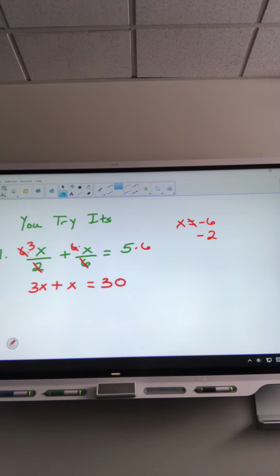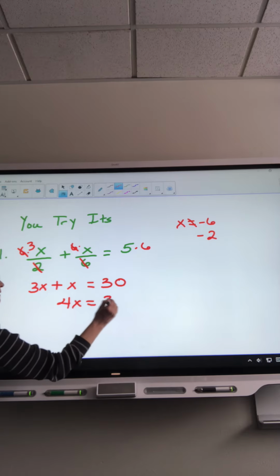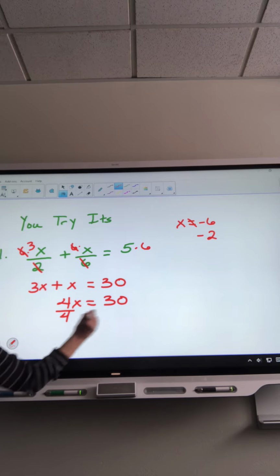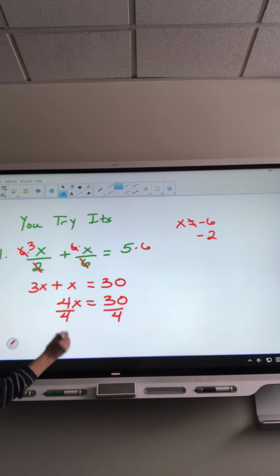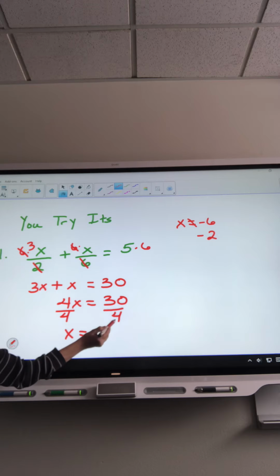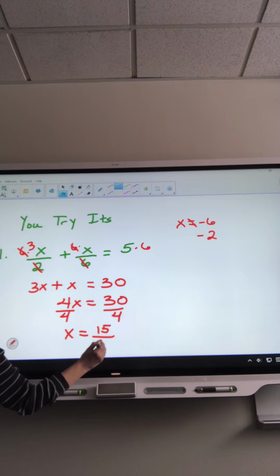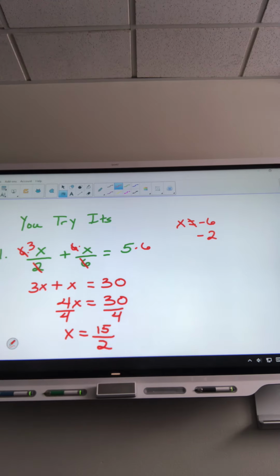Now we're going to add the 3x and the x, which gives us 4x. And then we'll divide by 4. So 30 over 4, if we divide both of those by 2, we would get 15 halves. So x is equal to 15 halves. Let's look at the next one.